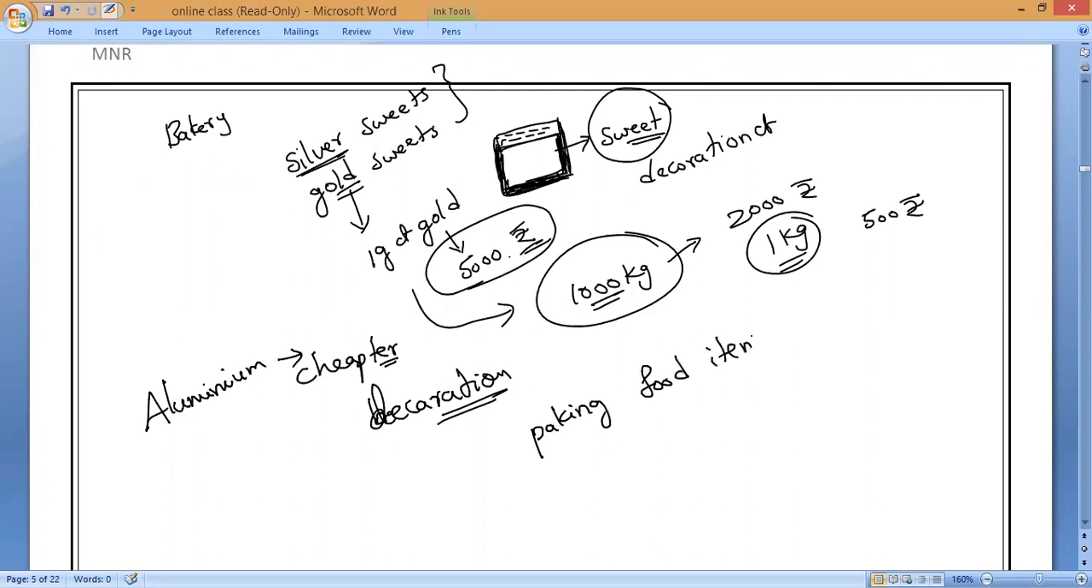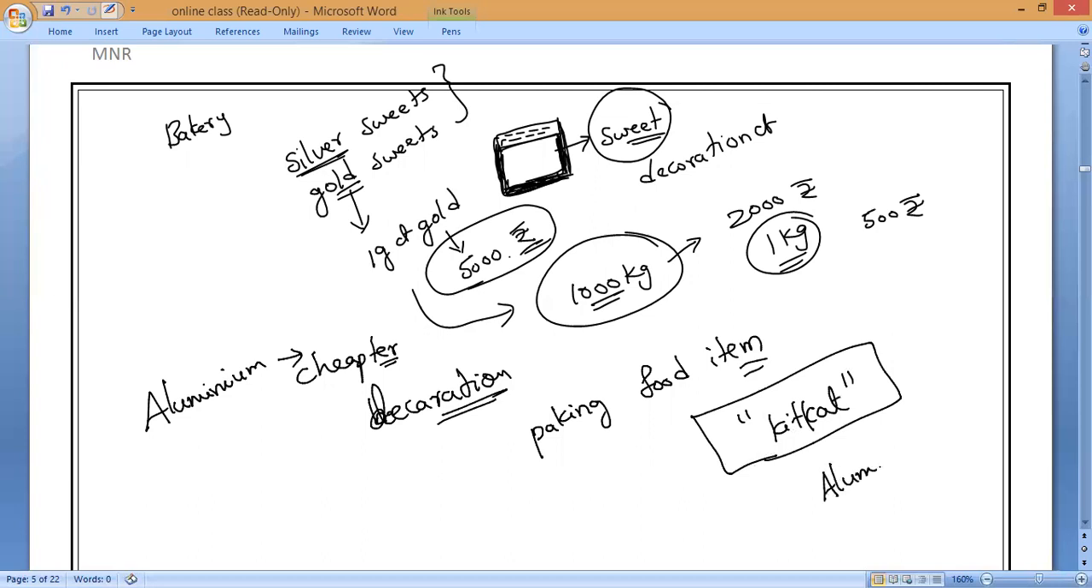Now, how many of you have eaten a Kit Kat? Have you eaten a Kit Kat? Everybody? Yes, sir. Kit Kat chocolate. If you open the Kit Kat, inside you will find one aluminum foil. Do you notice that? Inside only chocolate will be there. Have you noticed that?